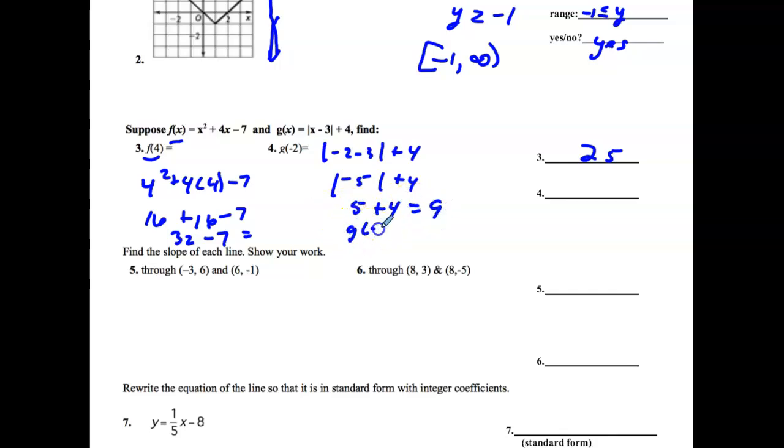Now, don't get confused. Sometimes kids think this is an equation and they divide over the negative 2. That's not how it's done. This is just our answer, 9. This is not an equation to solve. It's just telling you what to plug in.